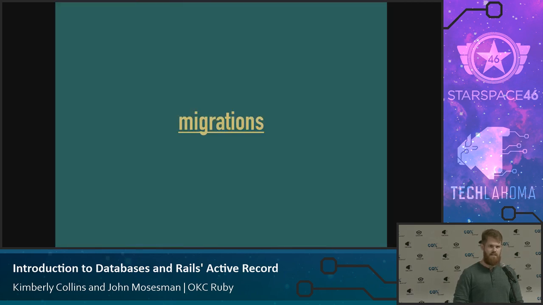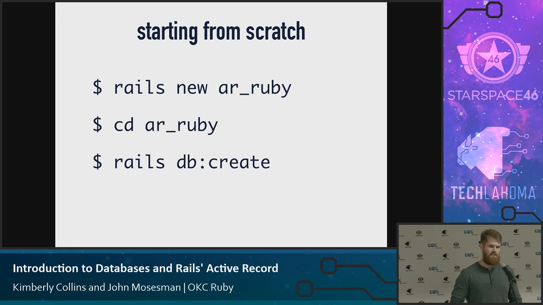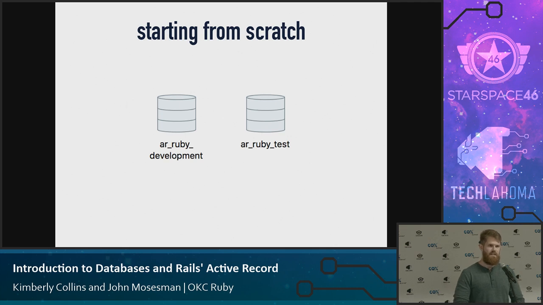Okay, so the number one way that we interact with our database, as far as changing it at a structure level, is through migrations. Let's say you're starting a new Rails app. You run rails new, and then rails db:create. That gets you two empty databases: a development one and a test one.